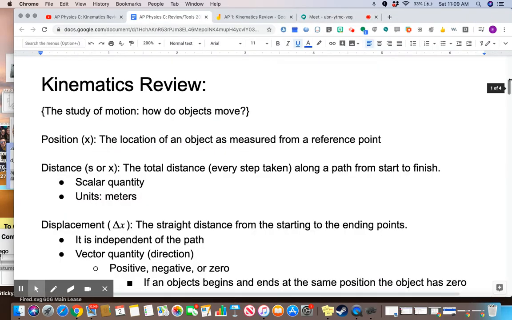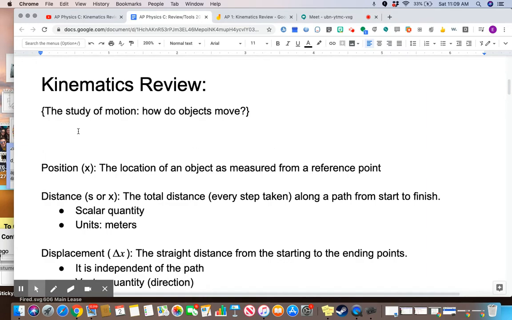Okay, so we're gonna start with the review of kinematics. Basically, we know that kinematics is the study of how objects move. So we're describing how objects move. We talk about why they move in dynamics. There's two different types of variables which we focus on in this unit.